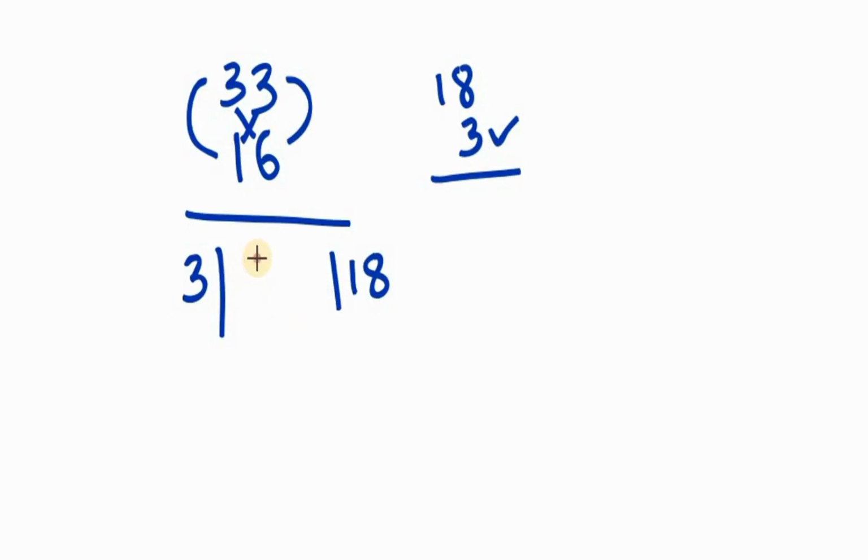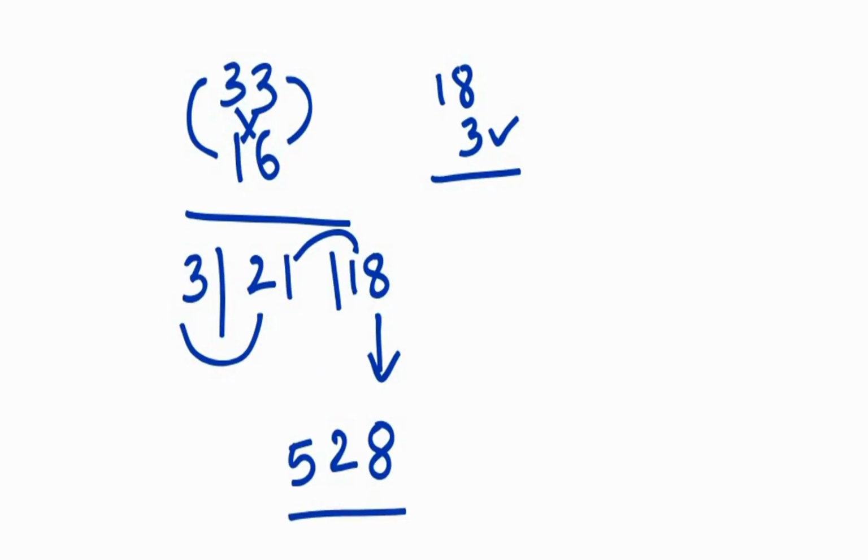So 18 and 3. 21 we will get. 8 as it is. 1 plus 1, 2. 2 plus 3, 5. 528 is the answer.